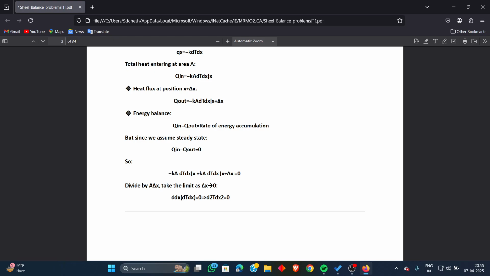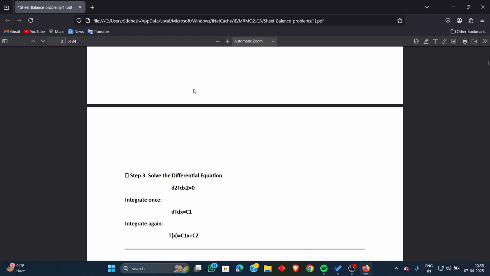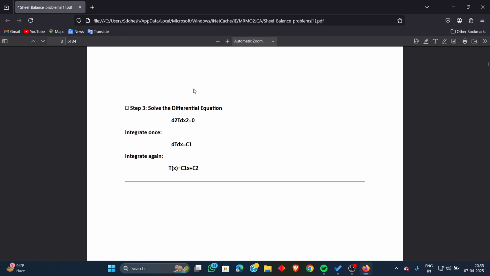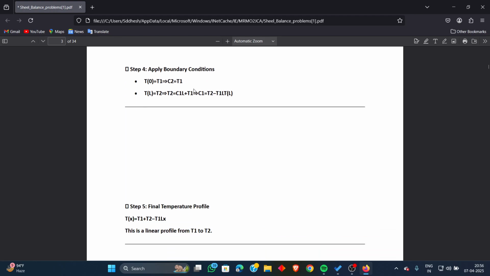Divide by delta x and take the limit as delta x goes to 0. We get d by dx of dT by dx is equal to 0. After solving that, we get d square T by dx square is equal to 0. Step 3, solve the differential equation. d square T by dx square is equal to 0. After integrating once, we get dT by dx is equal to C1. After integrating again, we get T of x is equal to C1x plus C2.